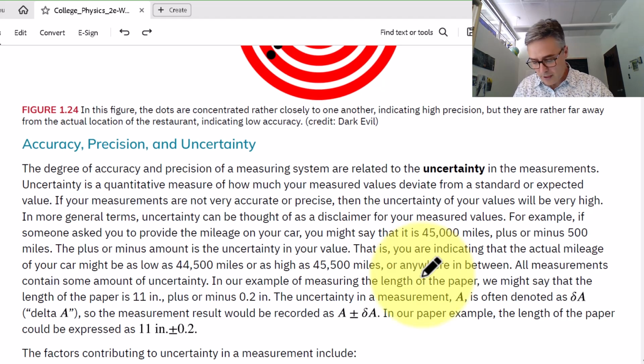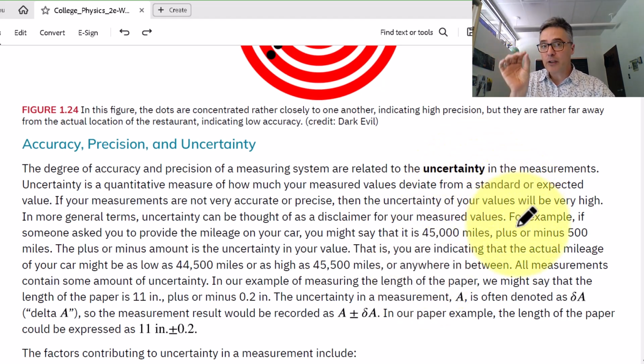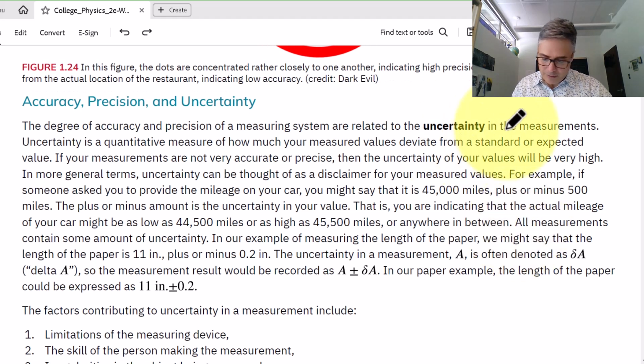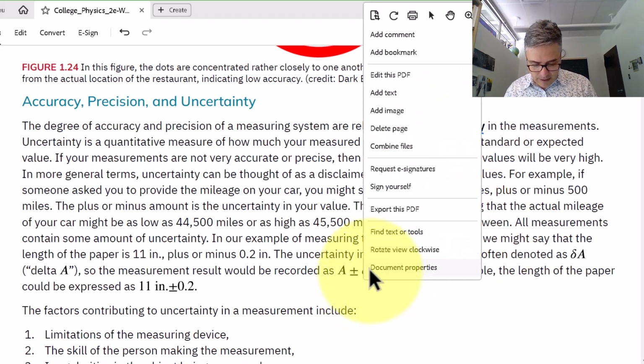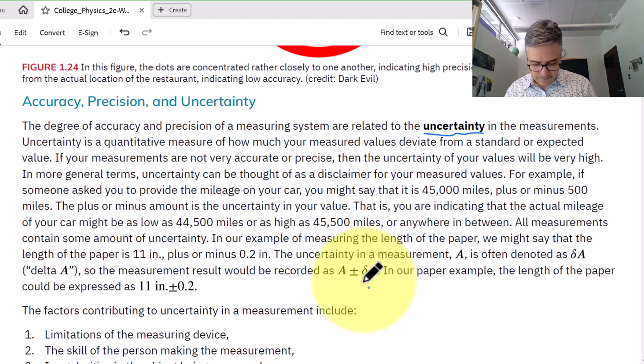So the uncertainty kind of takes into account both of these things. If you have a very low uncertainty, we're hoping that the accuracy is good and also the precision is good as well. But really, uncertainty is what is used most often in science. We talk about an uncertainty. The uncertainty is this number, sometimes called delta something.